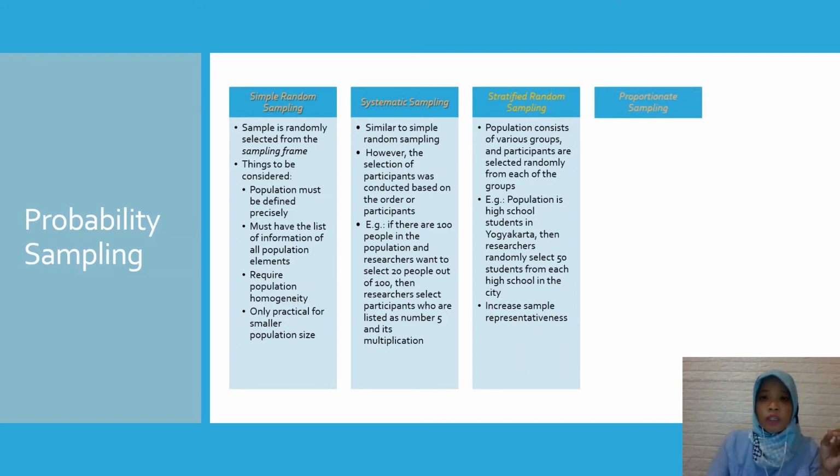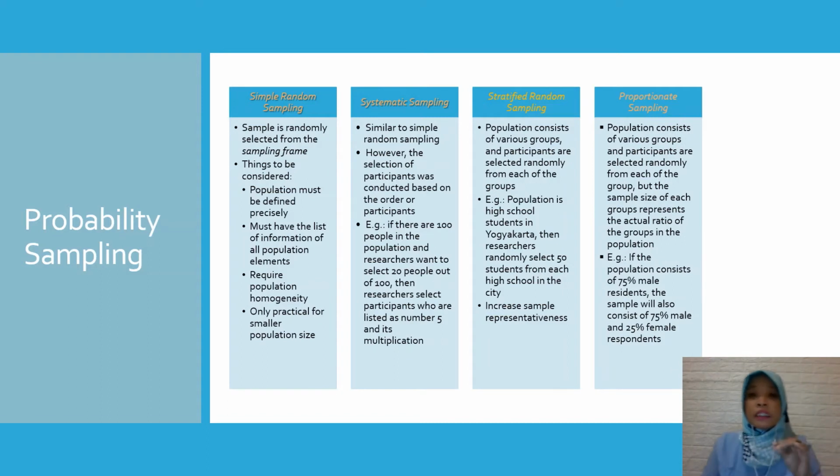And then the next one is proportionate sampling. This is also when our population consists of various groups and participants are selected randomly from each of the groups, but the sample size of each group represents the actual ratio of the groups in the population. For example, if our population consists of 75% male residents and 25% female, then our sample will also consist of 75% male and 25% female respondents.